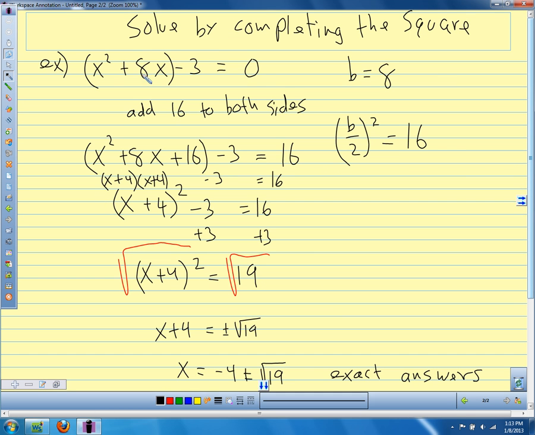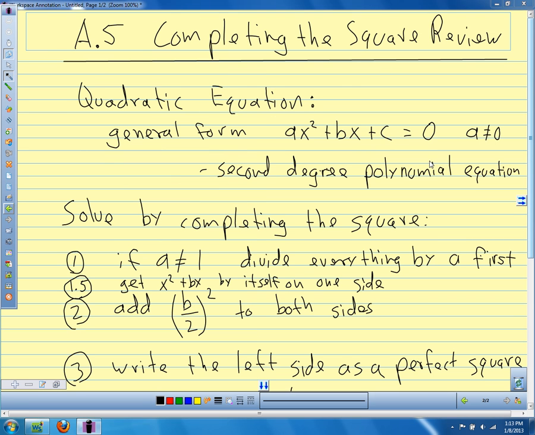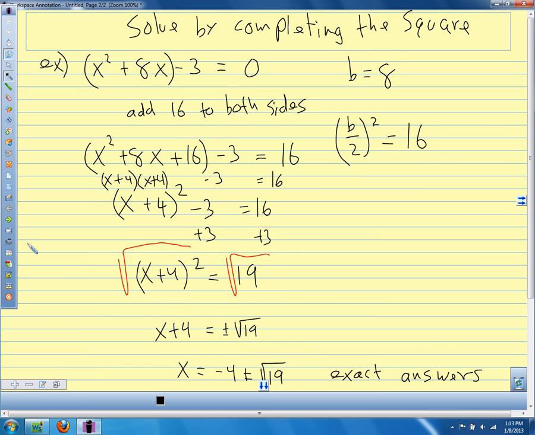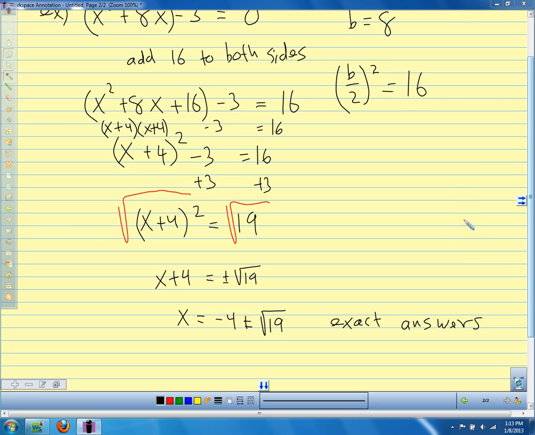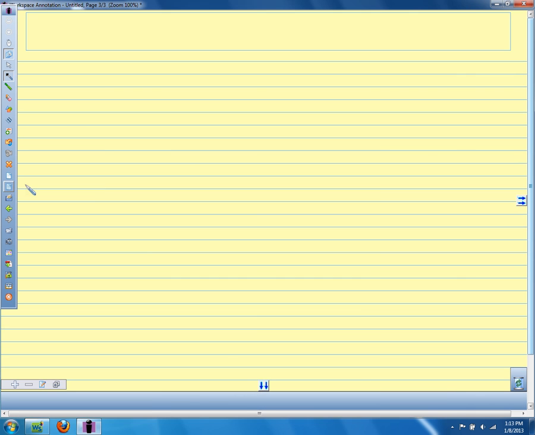So I could have started off here by getting the x^2 + 8x by itself on one side by adding 3 to both sides. Can you go back? Yes. Okay. So I'm just going to do one more example where we have to deal with an a first, where we have a number in front of the x squared, and that's really all we're going to do today. So let's look. Any questions on this one before we go on? Okay. And we'll be doing more completing the square as we move on.